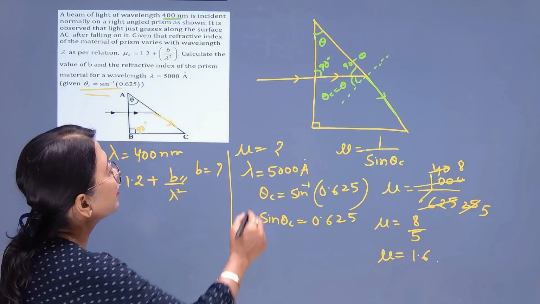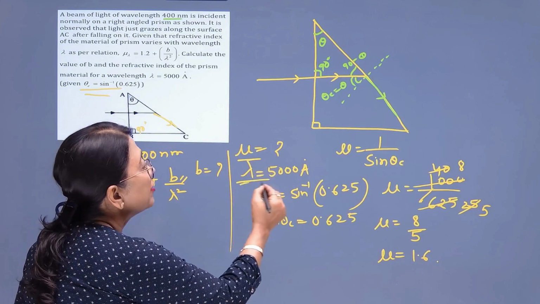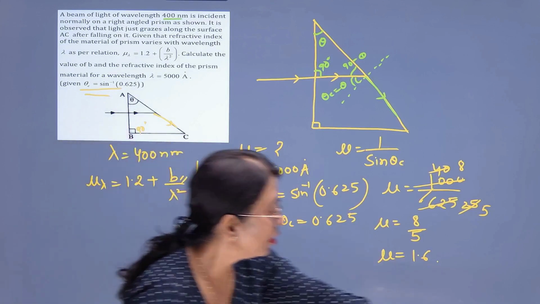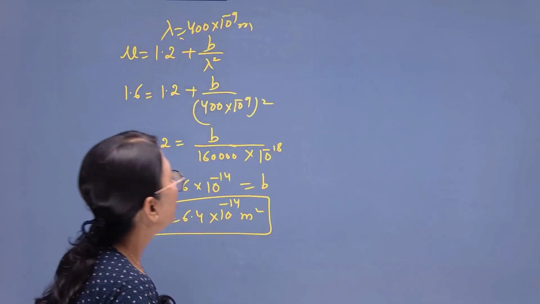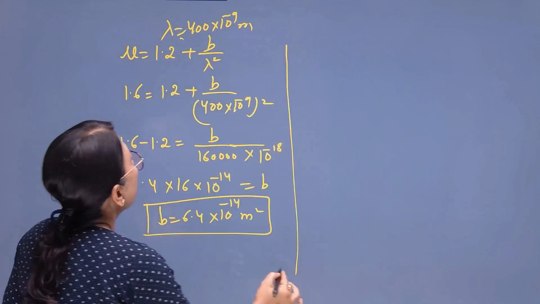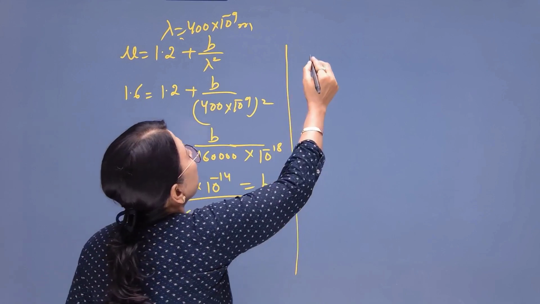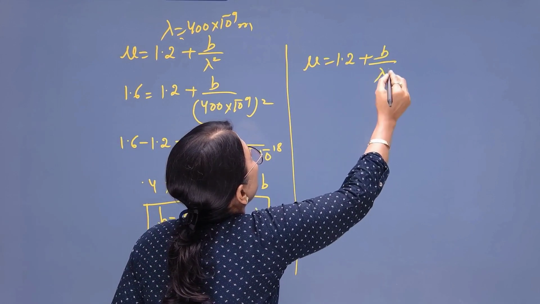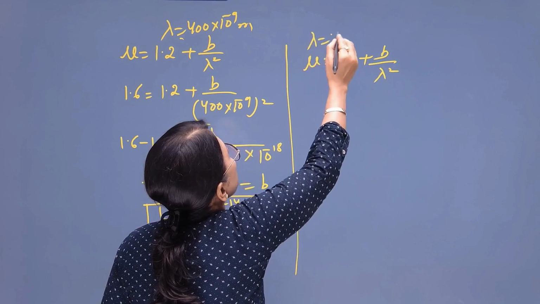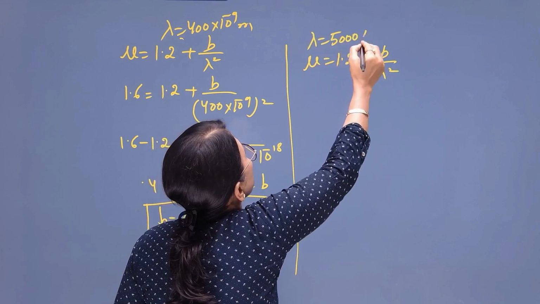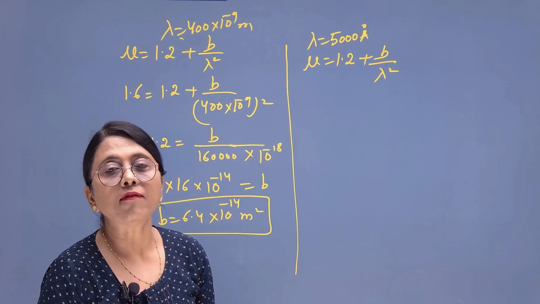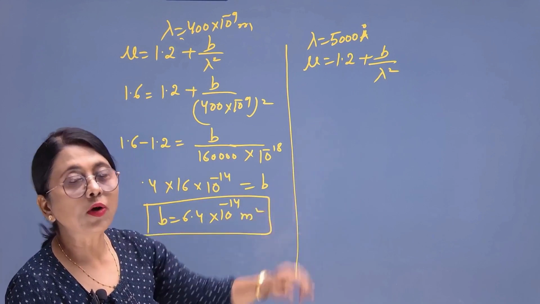क्या? They have asked you कि mu की वैल्यू बताइए जब lambda is how much? 5000 angstrom. So we have to find out mu की वैल्यू. So we are going to get the value of mu. So now you see, again we are going to use this formula. Mu is equal to 1.2 plus b by lambda square. But now the lambda is how much? Angstrom. All of you know that 1 angstrom is equal to 10 to the power minus 10 meter. That we are going to place here.